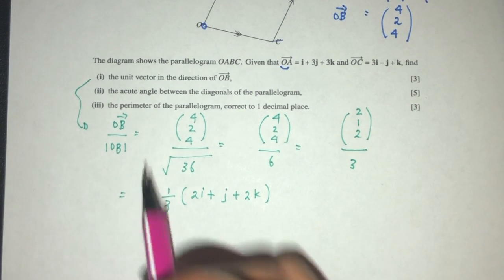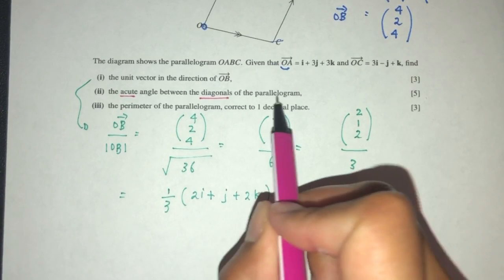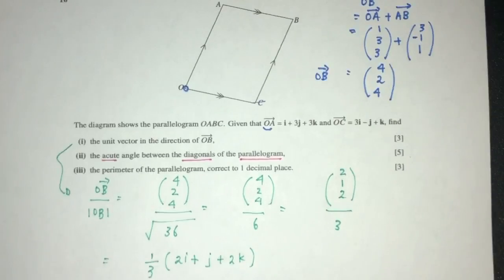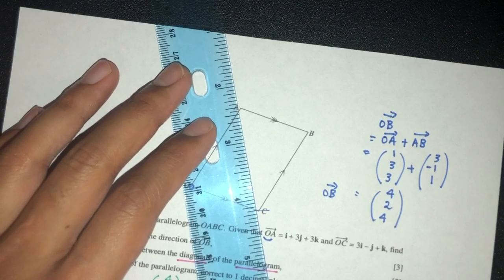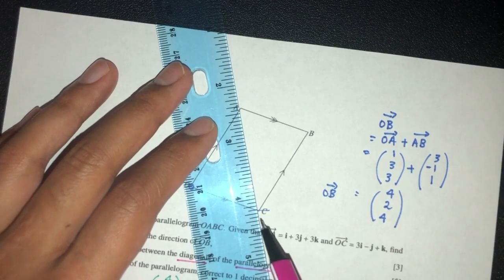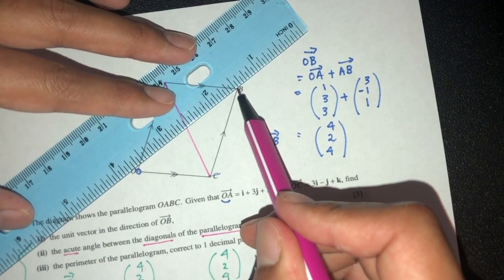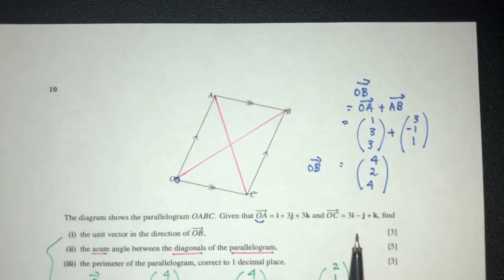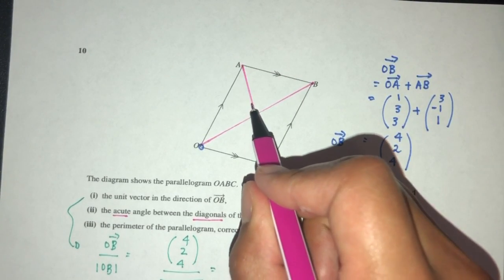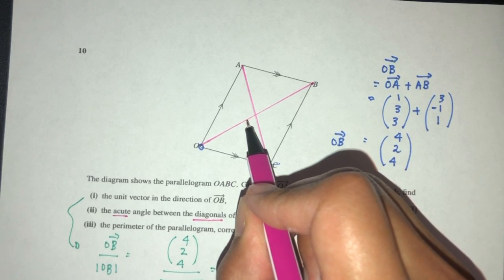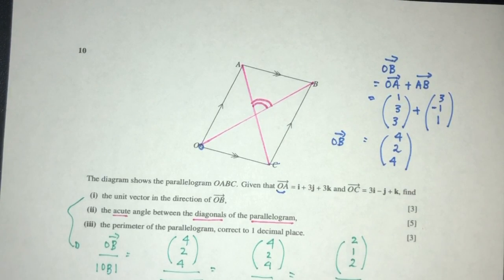Now for part 2, we have to find the acute angle between the diagonals of the parallelogram. So what are we trying to find? Let's have a look. The diagonals will be what? Let's join AC, and we can join OB as well. Right? So we're trying to find the acute angle. Let's say we are trying to find this. This will be the large angle. Let's say we're trying to find this angle or this one. Same thing.